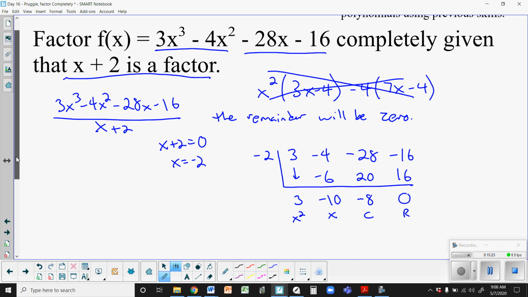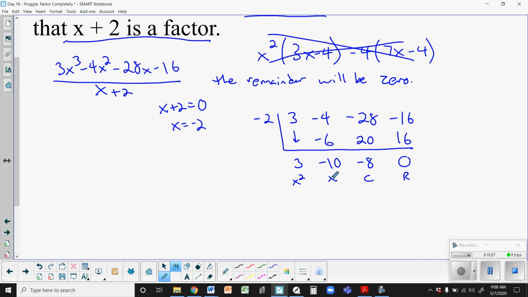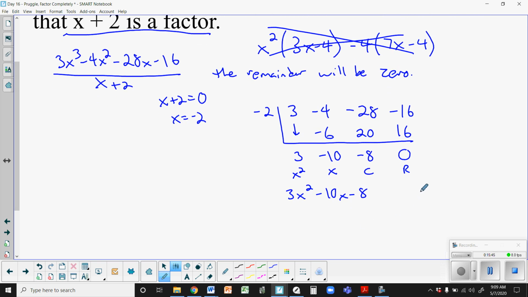So let's rewrite this out, because notice that we have to factor completely. So that means we're going to be just factoring this one. It doesn't say solve the zeros, it just says factor. So 3x squared minus 10x minus 8. We don't say equals 0 because we're not solving it, we're just factoring it. So can we factor these three terms? And what method are we going to use? That's right, we're going to use the RS method.